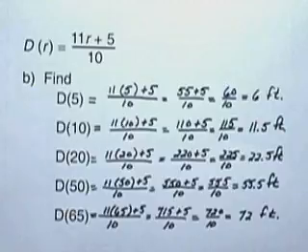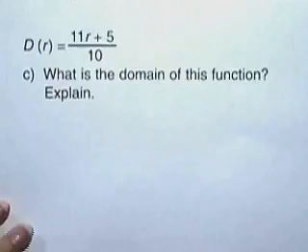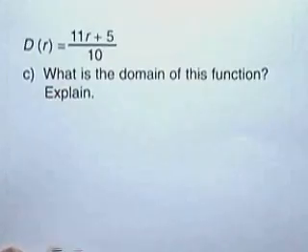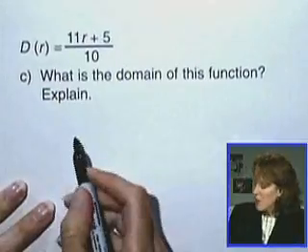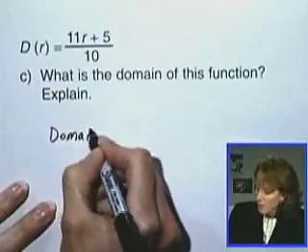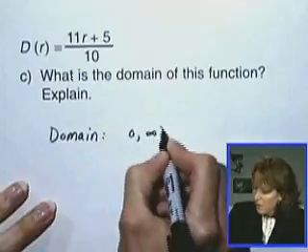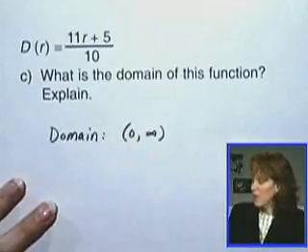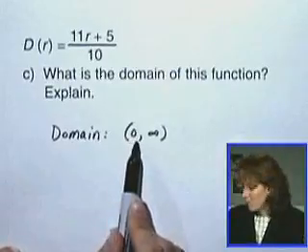And finally, what is the domain of this function? Now, the domain of a function is often determined by the application. Now, in this case, a negative speed doesn't make sense. Nor is there any stopping distance when the car is not moving at all. So the domain is from 0 to infinity. In other words, we're only looking at speeds that are greater than 0.